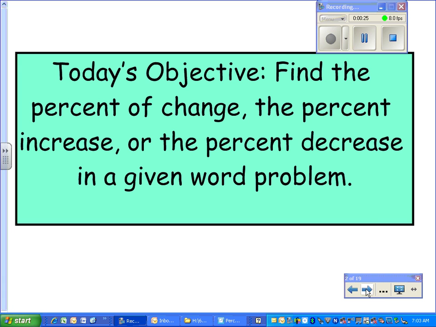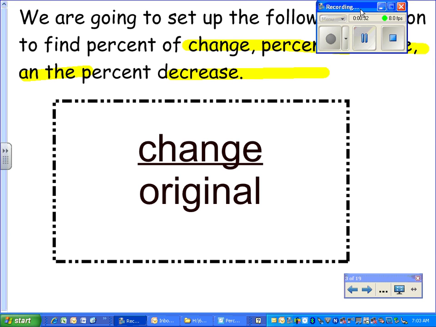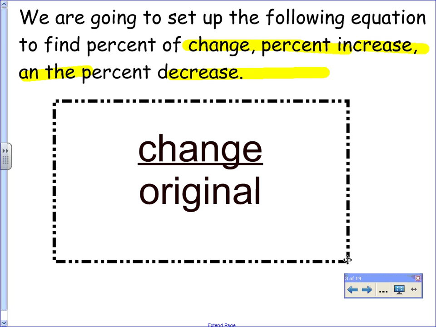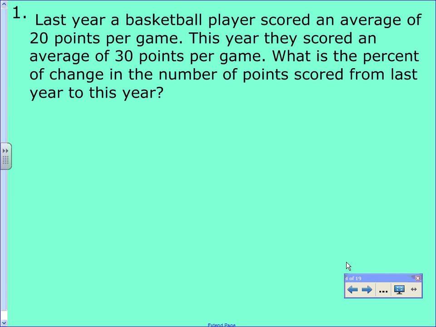And we'll talk about how to find the percent of change, the percent increase or the percent decrease in a given word problem. These are almost always word problems. The real simple thing is change over original. I also sometimes say difference over original, which helps because it's just D over O, or do the do. So what you're going to do is find the change in whatever situation, put it over the original, and then turn that fraction into a percent. So let's just go ahead and get started with some examples.